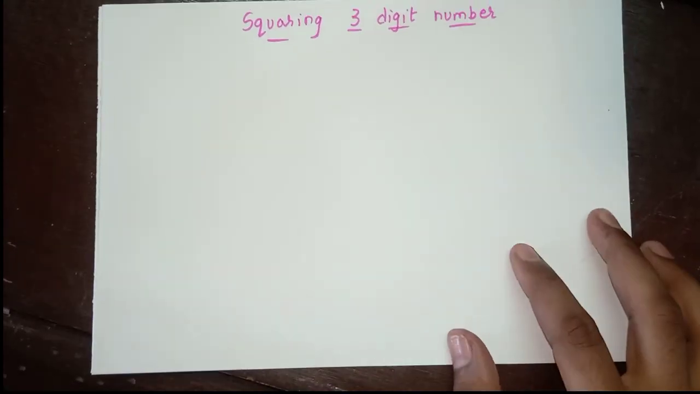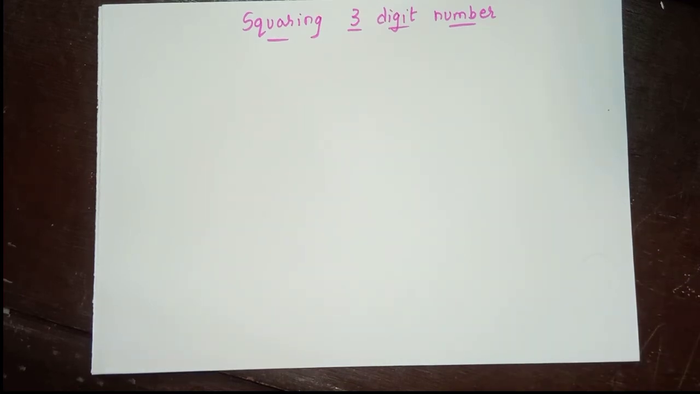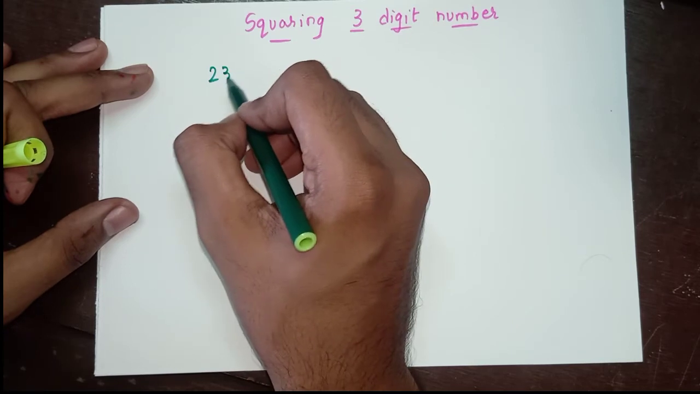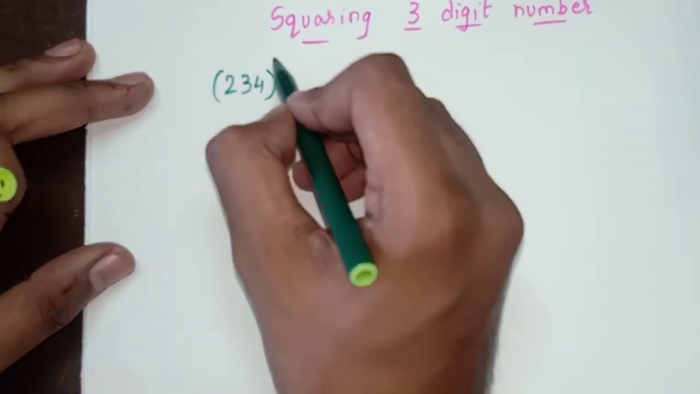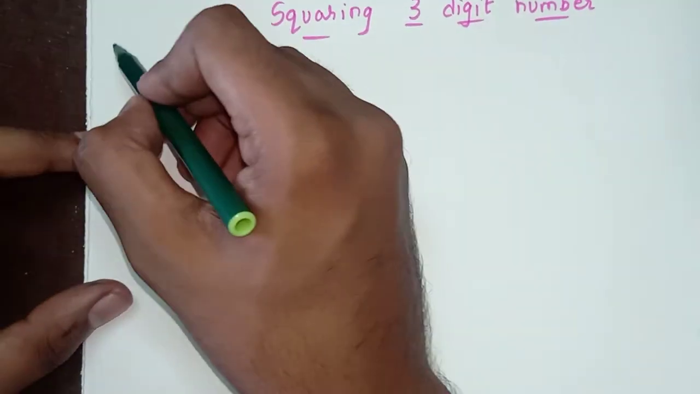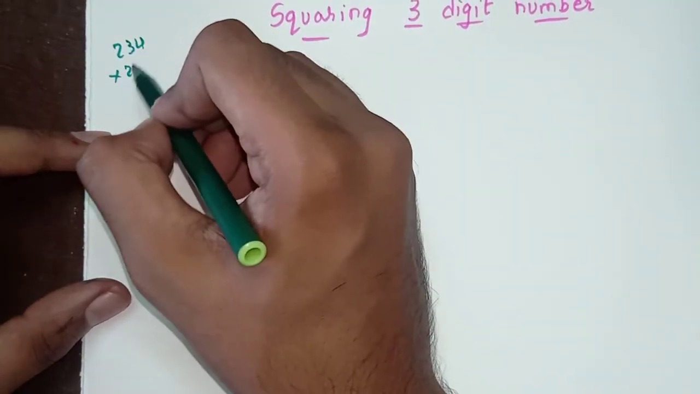Alright, squaring a 3-digit number with the same technique. Let us take one number, suppose 234. We want to find the square of a 3-digit number. Always try to compare with the traditional way: 234 multiplied by 234.